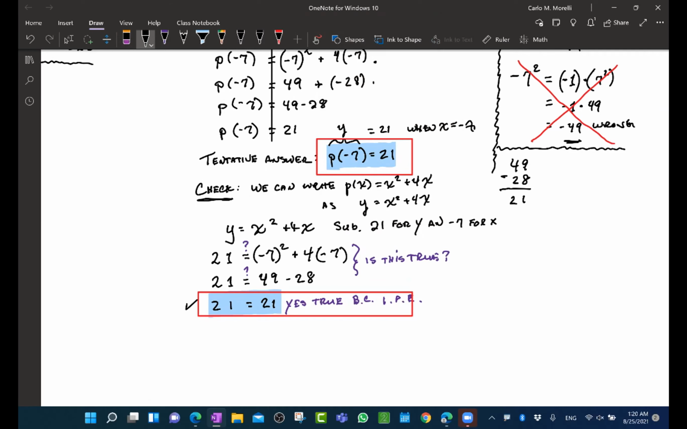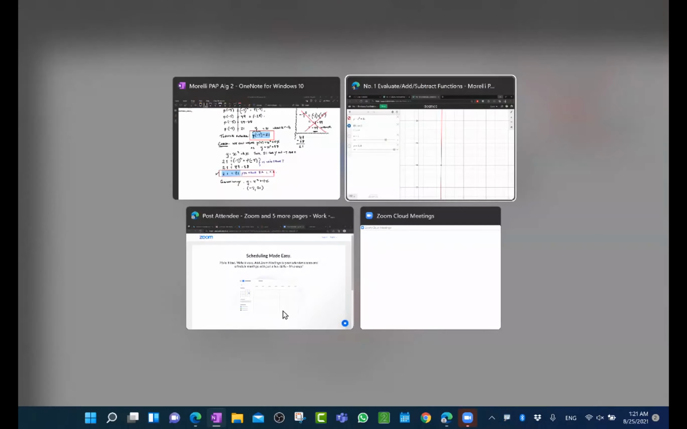So remember, graphically, we can look at this as well. We could graph y equals x squared plus 4x. And then we can also, in Desmos, like that would be line 1. And then line 2, we can put -7, comma, 21. And we should see this appear as a dot on this line. So let's go back and see if that happens.